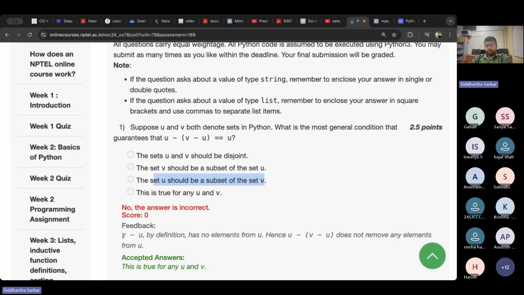So that's what they're saying, that the answer should be the sets U and V should be disjoint. Will that be the answer? This is the answer. I feel this is true for any U and V.